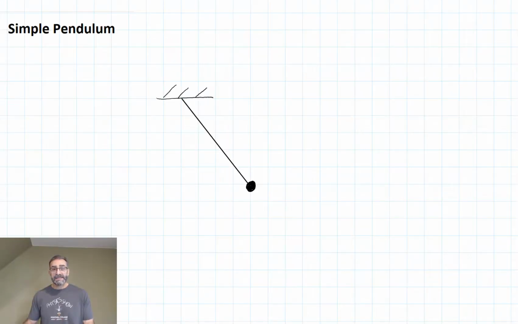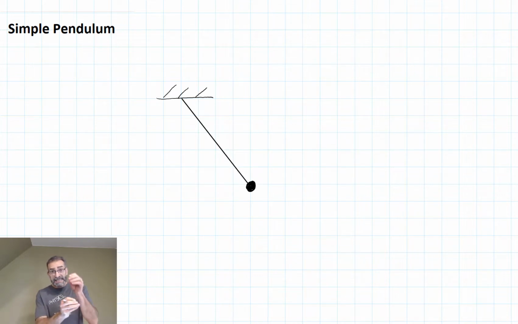Instead of a mass on a spring oscillating back and forth, as we looked at in the previous video, let's take a look at a simple pendulum. Of course, by simple pendulum, I mean the string or the rod is massless. All the mass is in a point at the end of the string.